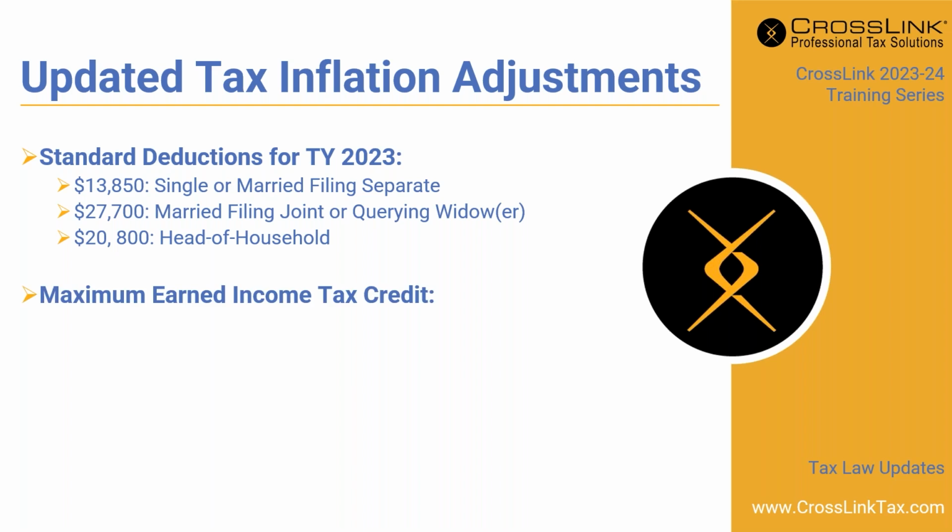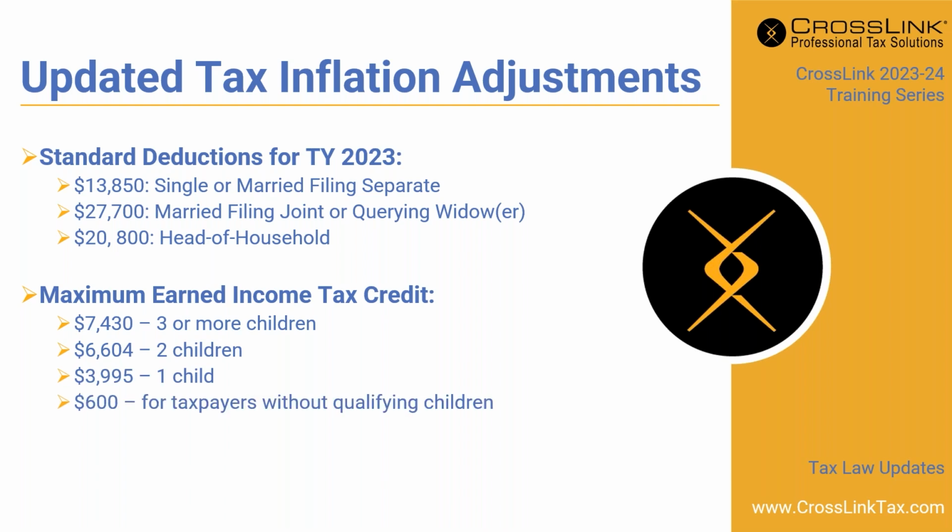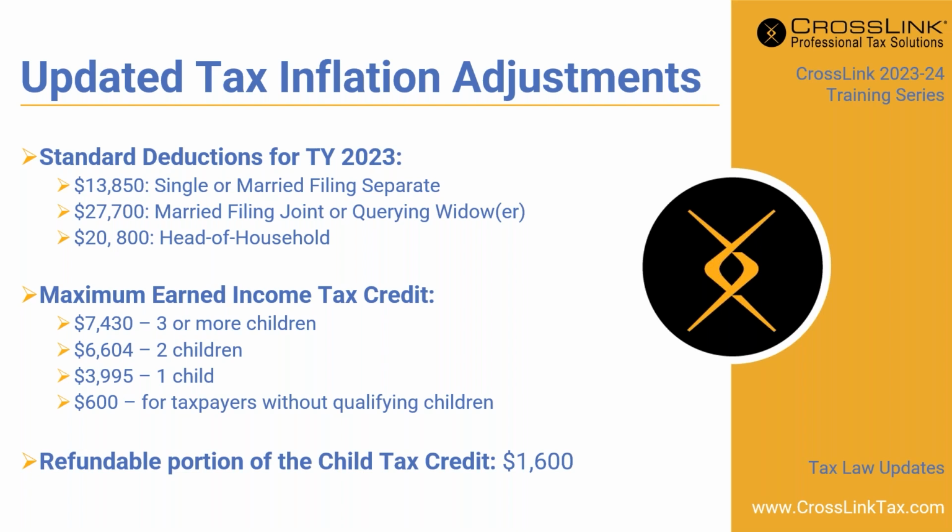On top of that, the maximum earned income tax credit will be as follows. $7,430 for 3 or more children, $6,604 for 2 children, $3,995 for 1 child, and $600 for taxpayers without qualifying children. Please remember that the refundable portion of the child tax credit will be $1,600.